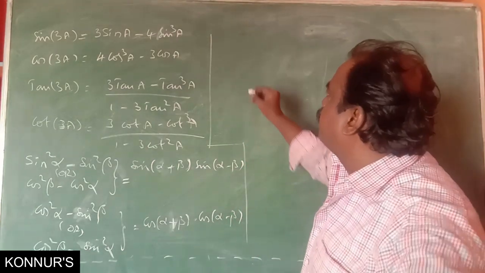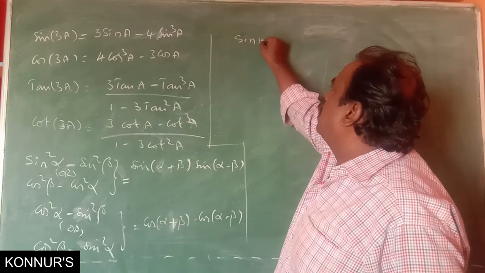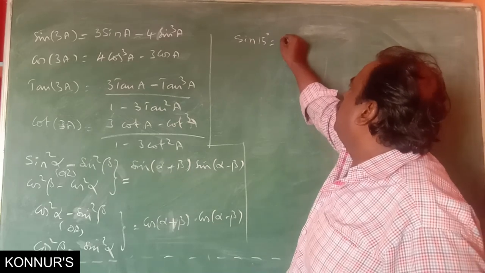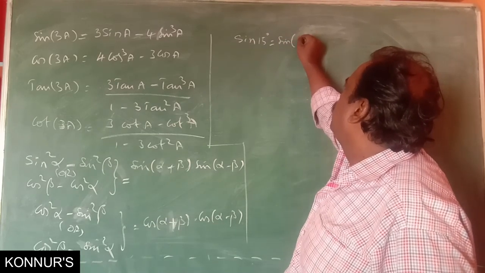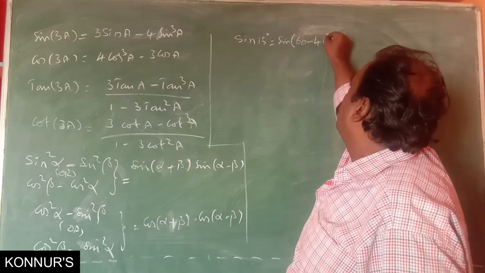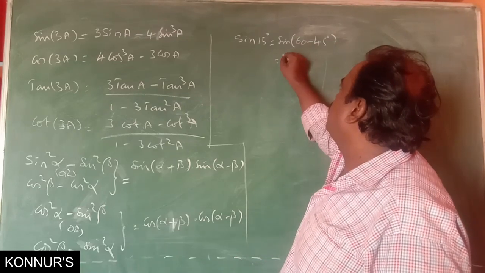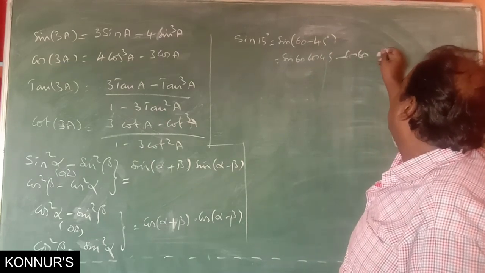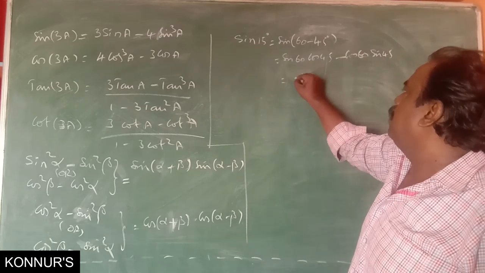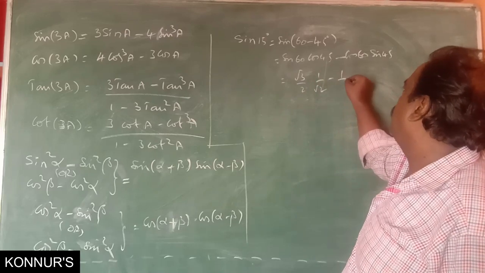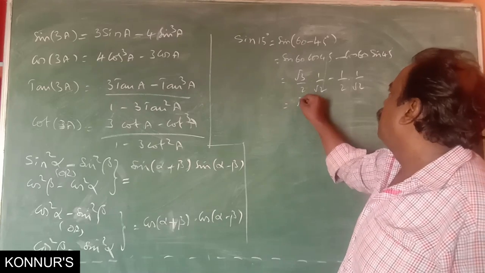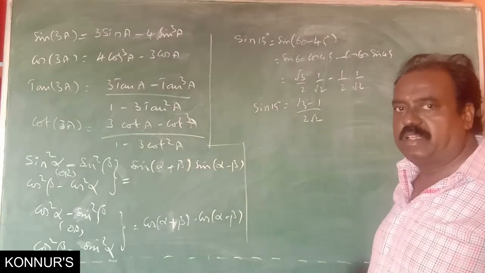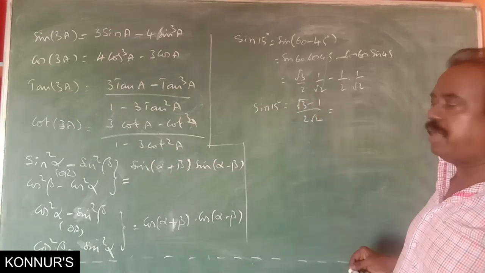By using these formulas, you observe. Sine 15 degrees value, over one. Sine 15 is sine of 60 minus 45. You okay now? By using it, it is sine 60 cos 45 minus cos 60 sine 45. It is root 3 by 2 into 1 by root 2 minus 1 by 2 into 1 by root 2. We know it. Root 3 minus 1 by 2 root 2. It is sine 15. Okay, now? Sine 15 is root 3 minus 1 by 2 root 2.